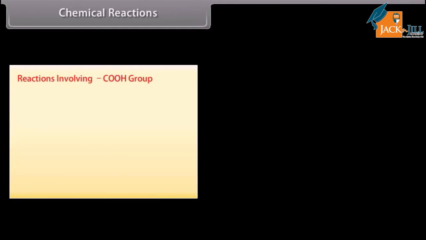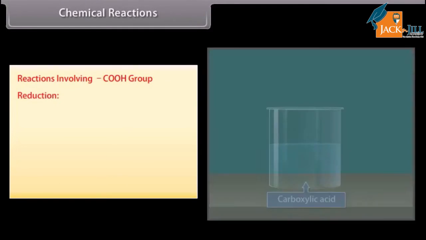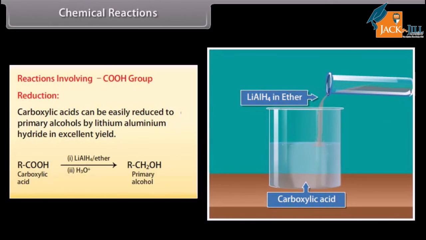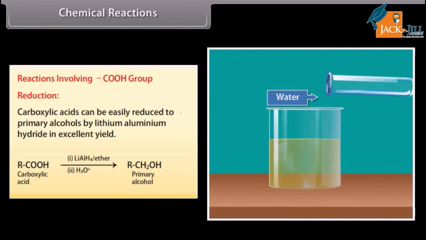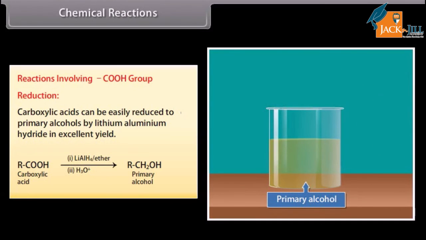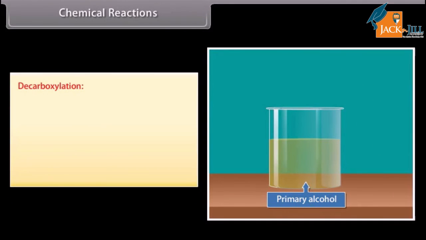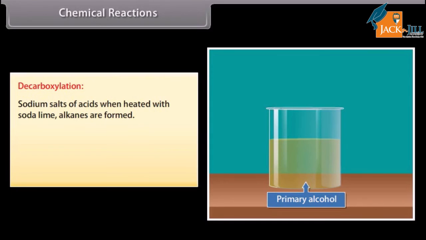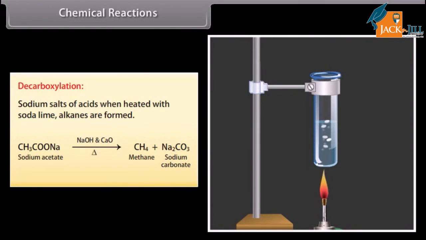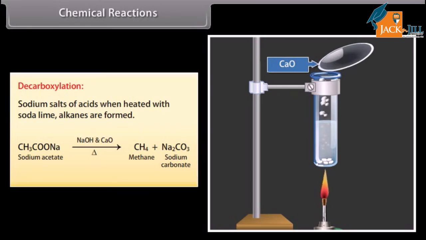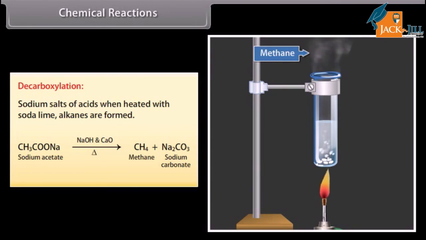Chemical reactions. Reactions involving the carboxylic group. Reduction. Carboxylic acids can be easily reduced to primary alcohols by lithium aluminium hydride in excellent yield. Decarboxylation. Sodium salts of acids when heated with soda lime form alkanes. When sodium acetate is heated with sodium hydroxide and calcium oxide, it forms methane and sodium carbonate.